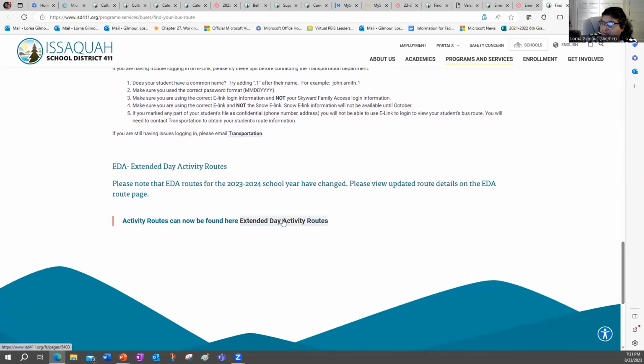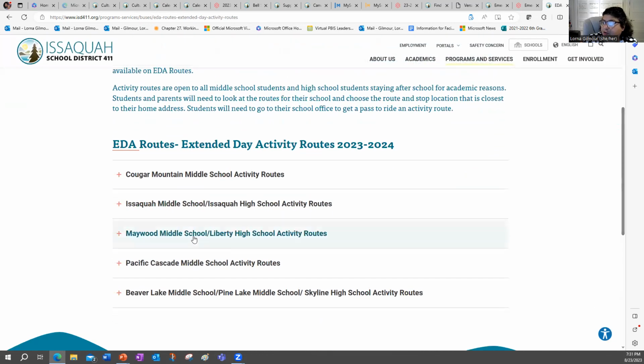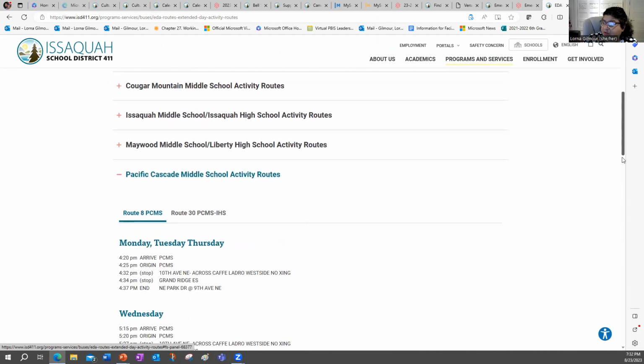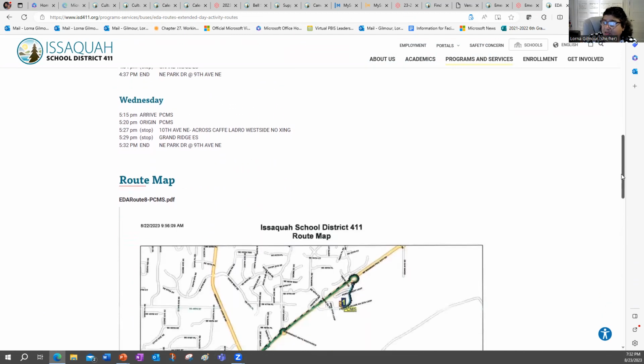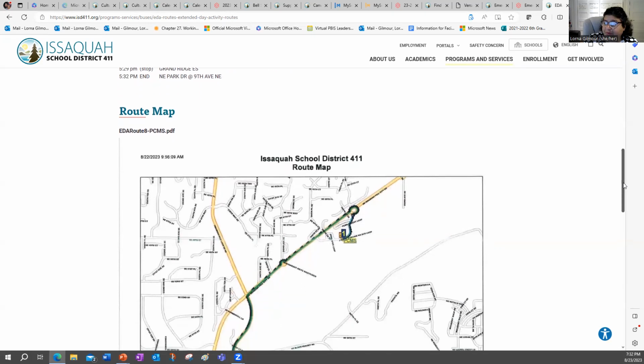Activity buses can be found here. So here's the schedule for the extended day activity routes. If your child, let's say, is at Pacific Cascade Middle School, there are only 2 after school activity buses, and here is your schedule of stops. The stop definitely is not the normal stop. My daughter had to walk probably 10, 12 minutes extra when she took the activity bus. But she was fine, and sometimes I would just drive down the street, pick her up, and bring her home.